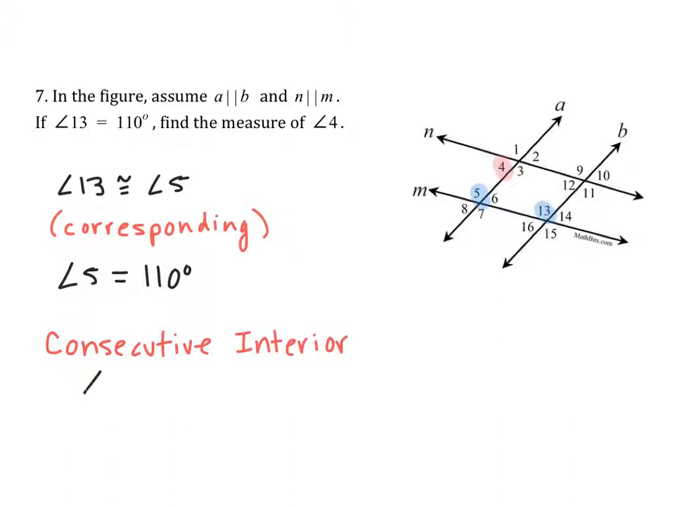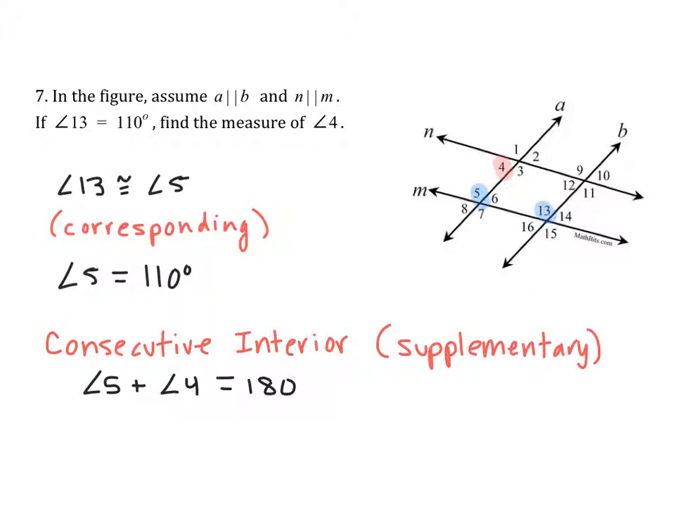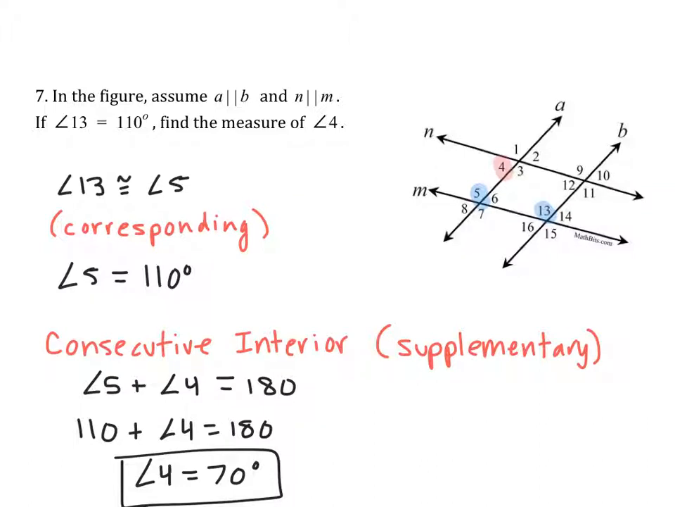So I can say that angle 4 plus angle 5, I switched them around, should equal 180 because consecutive interior angles are always going to be supplementary when we're working with parallel lines. So now I can create my little equation. We know that angle 5 is 110. So we can solve for angle 4, which becomes 70 degrees. So remember, just kind of work your way over. You don't have to go straight here.